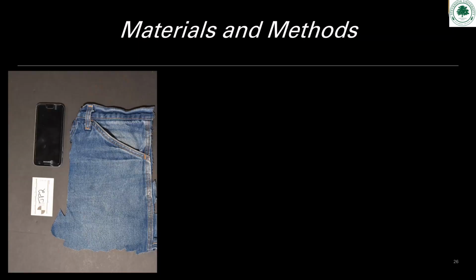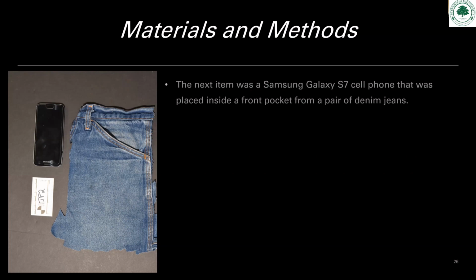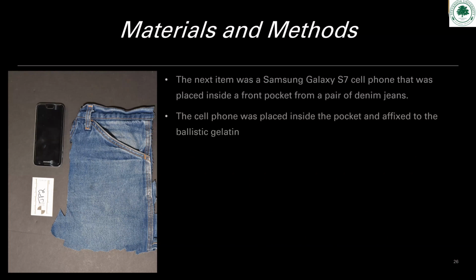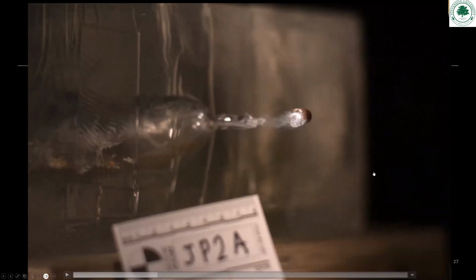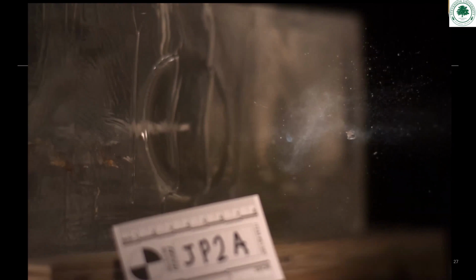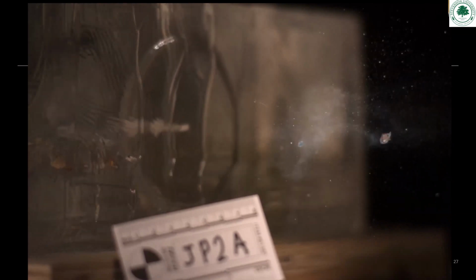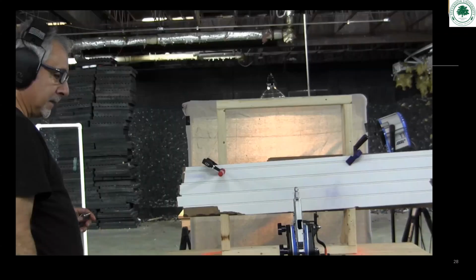This is the JP2 series. Everything with JP2 is the cell phone that's in a front pocket from a pair of jeans. It's a Galaxy S7 cell phone. And here is that bullet after going through the cell phone and the gelatin and exiting here. Look in the cavity, you can see the pulverized glass in there, right? And behind the bullet, here's a whole cloud of pulverized glass and a piece of the cell phone and perhaps a piece of denim that's spilling out of the cavity. And then from there, it's going to impact the Kevlar panel.